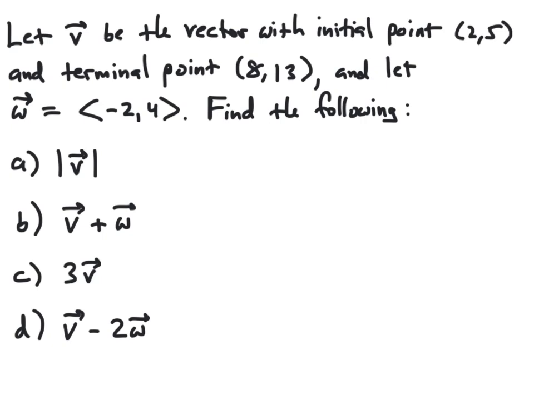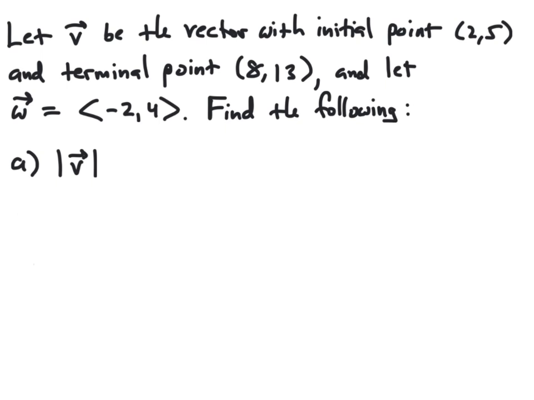In this example, we want to let v be the vector with an initial point of (2, 5) and a terminal point of (8, 13). And also let w be the vector with component form <-2, 4>. We then want to find the following: the magnitude of v, the sum v plus w, the scalar multiple 3 times v, and the difference v minus 2w.